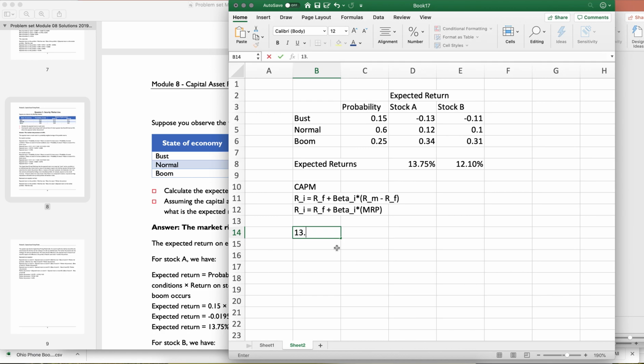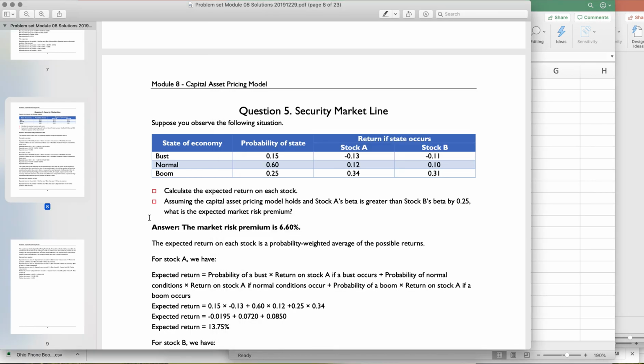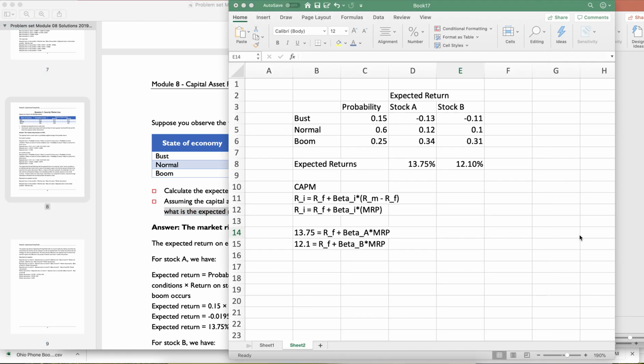So what we're going to end up with is 13.75 equals the risk-free rate plus the beta of A times the market risk premium. Similarly, we are going to have 12.1 equals the risk-free rate plus the beta of B times the market risk premium. Those are the two equations. They also tell us that stock A's beta is greater than stock B's by 0.25. So beta A equals beta B plus 0.25.